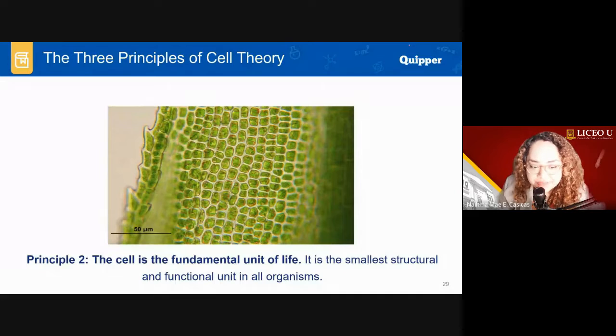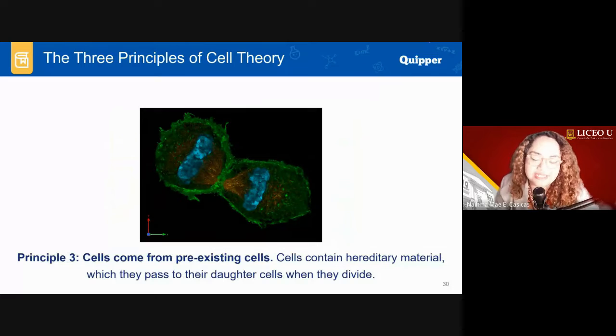And then the second principle states that the cell is a fundamental unit of life. Without the cell, then there will be no life at all. It is the smallest unit and the most fundamental unit. All of us are composed of cells, really, really tiny cells. And the third principle states that cells come from pre-existing cells. So we can't just sprout out of nowhere. All right? So there should be a source of the cells.